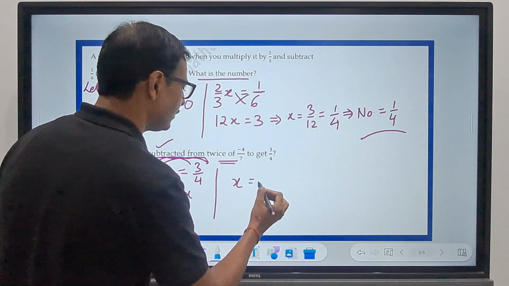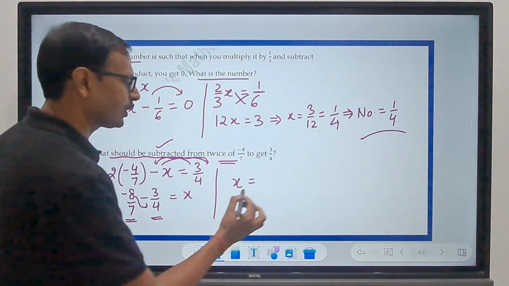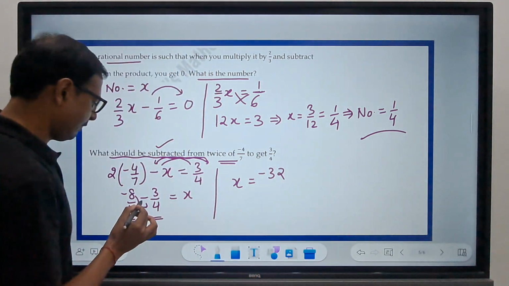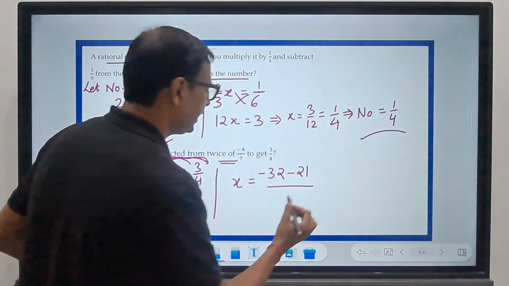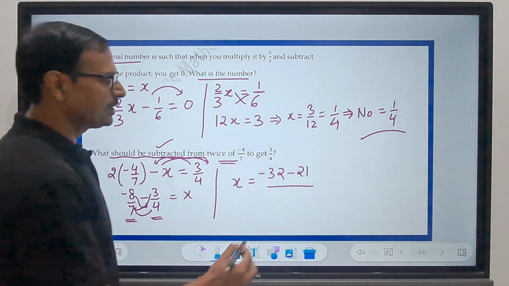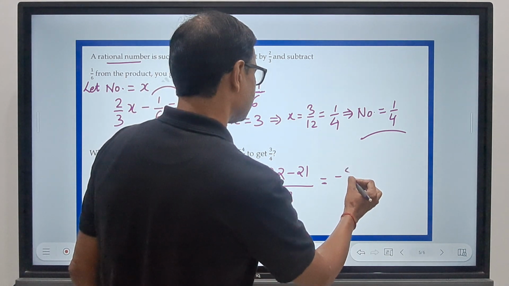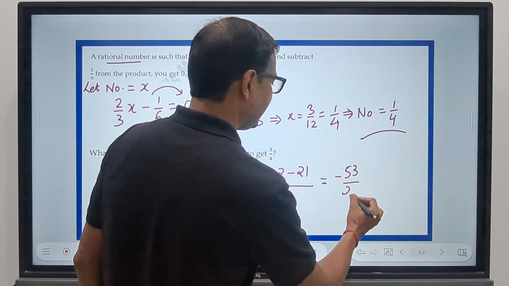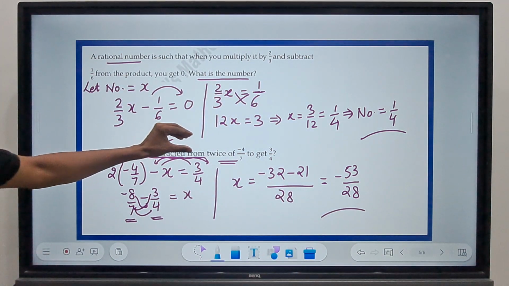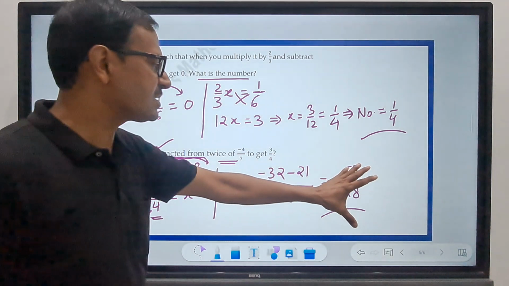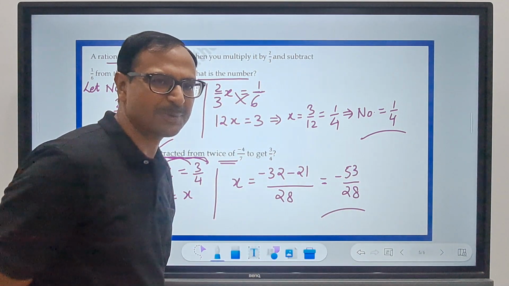So the value of x will be, using butterfly method, again, minus 8 times 4 is minus 32, minus 3 times 7 is minus 21, and divided by 7 times 4, which is 28, and so your answer for the question is minus 53 upon 28, which is the correct answer for this particular question. What should be subtracted from twice of this to get this? Minus 53 by 28 has to be subtracted from twice of this to get 3 by 4.